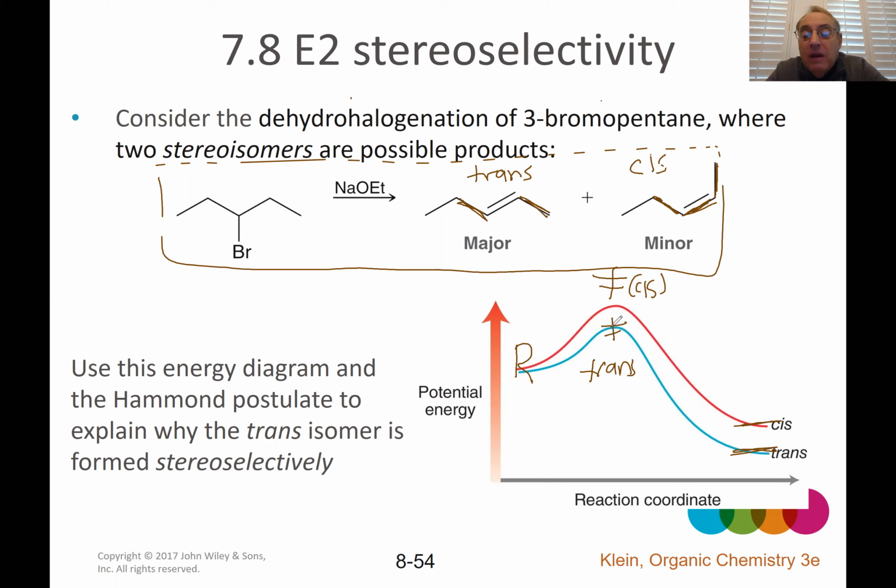And remember, in the transition state, the hydrogen's being removed, a double bond is forming, and the leaving group is being kicked out. So in the transition state, there's some double bond character. And since the trans double bond is more stable than the cis, the transition state leading to the trans alkene will be lower in energy. And so the activation energy will be smaller and the reaction will be faster.